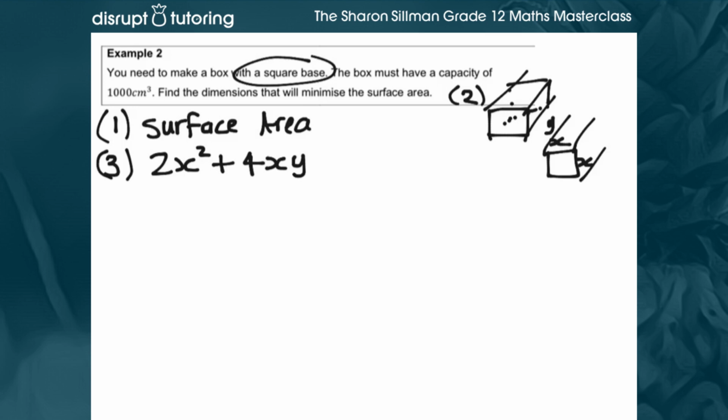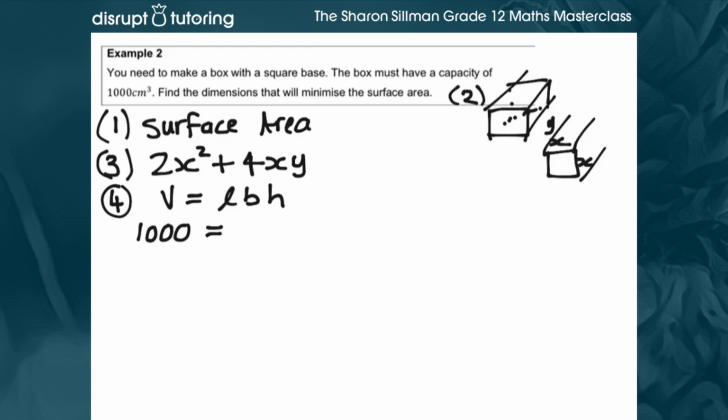Again, you need to notice at this stage you have more than one variable. Hence, there must have been a constraint to help you change the equation so that you can focus on one variable only. The constraint was linked to capacity, and capacity is volume. So the volume of that box with the square base would be length times breadth times height. But our constraint is that it has to be 1000. And we also don't have L's and B's and H's. We have x and y. So our constraint equation is x squared y is equal to 1000.